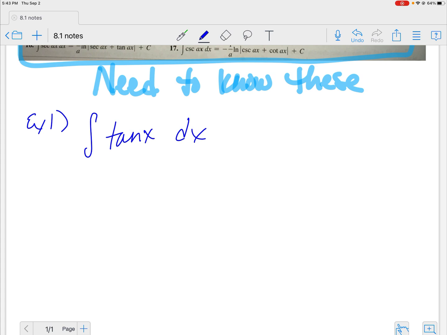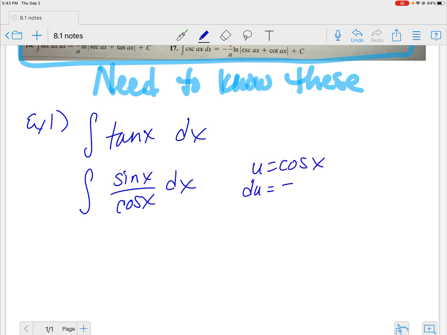So whenever I have tangent here, I'm going to take tangent and change that to be in terms of sine and cosine. Now, whenever I change this to be in terms of sine and cosine, we can do a sweet little u sub. So u here is going to be cosine x. That means du is going to be a negative sine x dx. So I'm going to take that negative and put it in front.